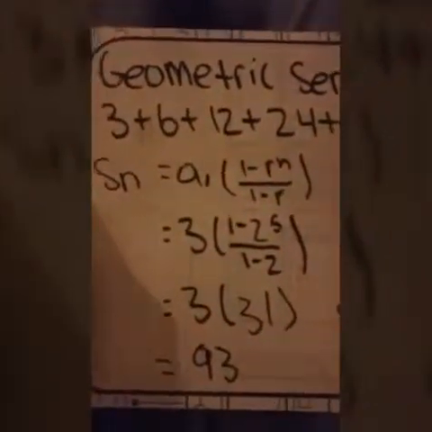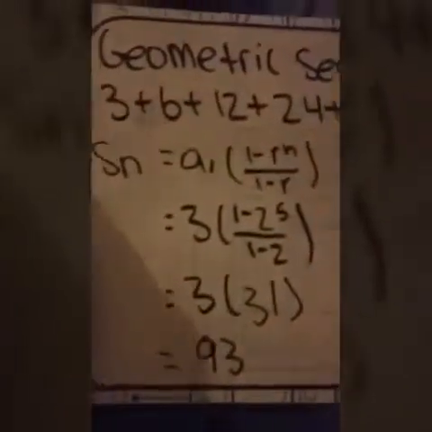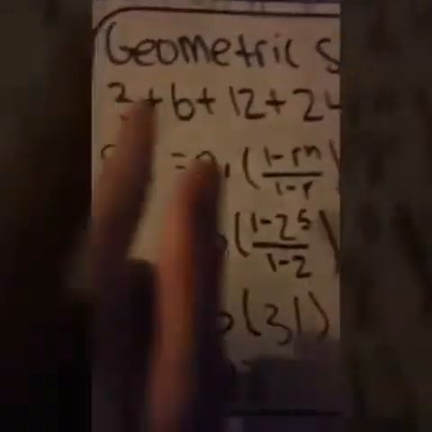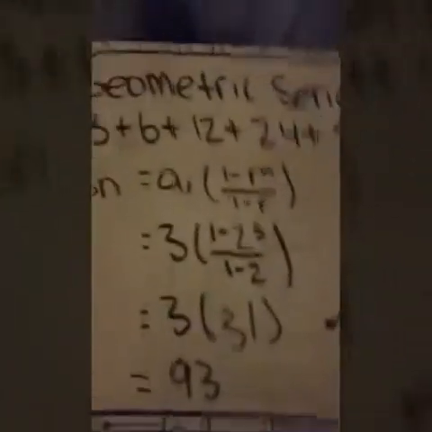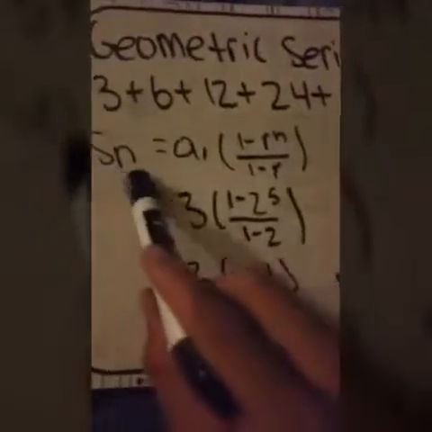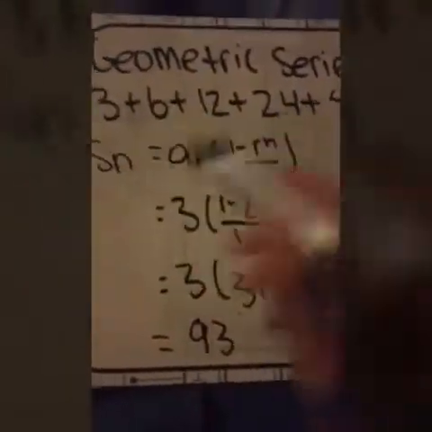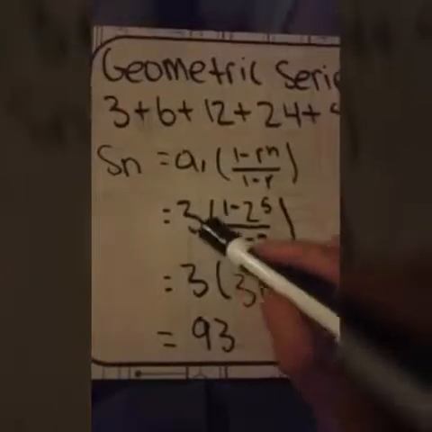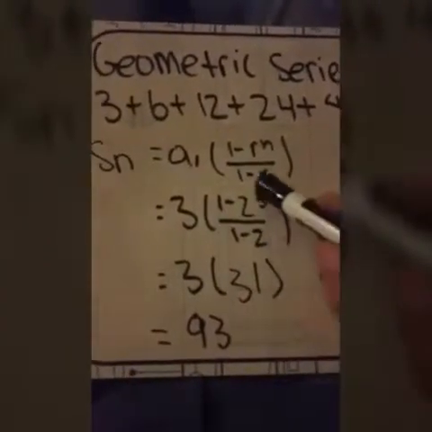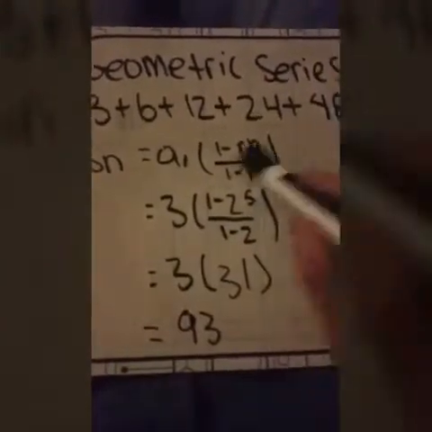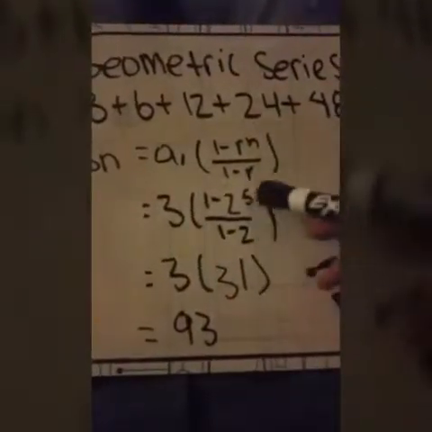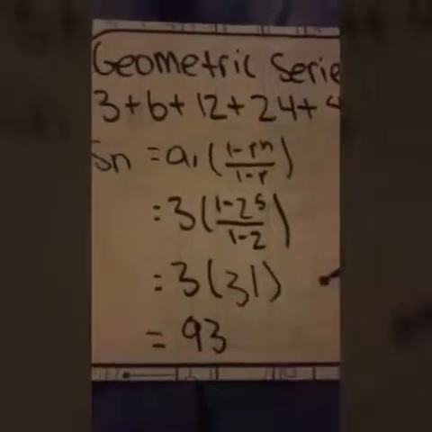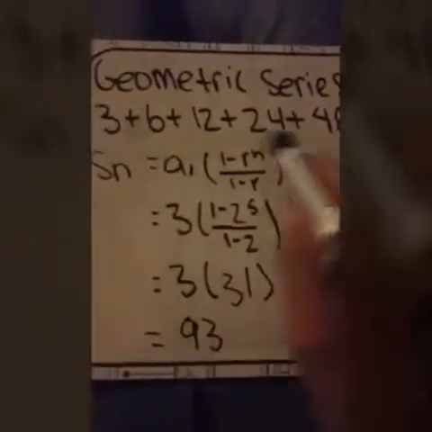Okay, so let's start talking about geometric series. Remember, if it's multiplication, you can see it's going by times 2. So this equation is much different. It'll be your a1, remember, you just input all the numbers. So a1, your first term, is 3, times 1 minus your ratio, which is 2, to the number of terms, 1, 2, 3, 4, 5, so 5, over 1 minus 2 for your r. And once you simplify, you will get that the sum of this geometric series is 93.